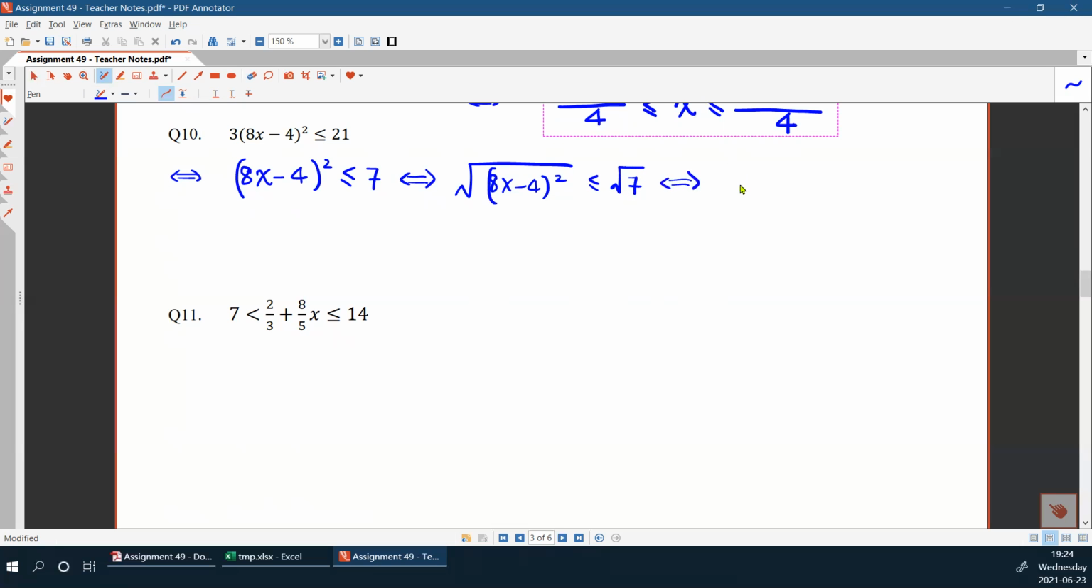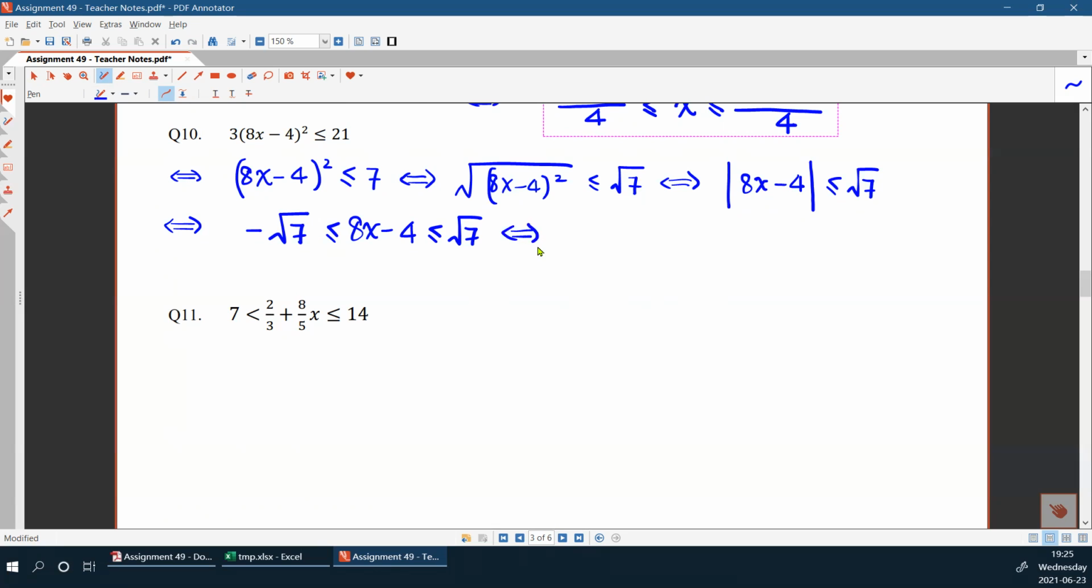And this is equivalent to the absolute value of 8x minus 4 is smaller than or equal to square root of 7, right? And this means the distance between 8x minus 4 and 0 is less than or equal to square root of 7, right? So this number here must be smaller than or equal to square root of 7, and at the same time should be greater than or equal to minus square root of 7, right?